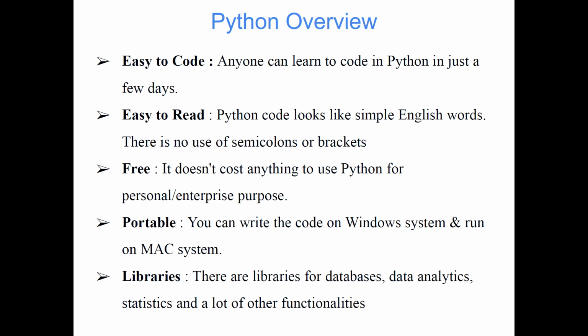Easy to read. Python code looks like simple English words. There is no use of semicolons or brackets. Again, if I compare with Java, you have to put an opening bracket, a closing bracket, and after every line you have to put a semicolon. So you have to take care of all that stuff. In Python, those things are not required. We don't use any opening or closing brackets, neither is the semicolon required at the end of every line.